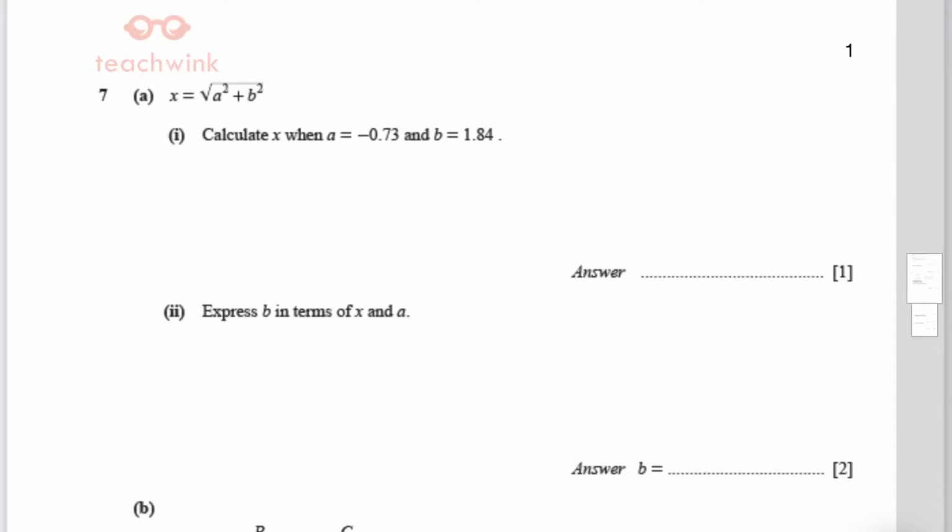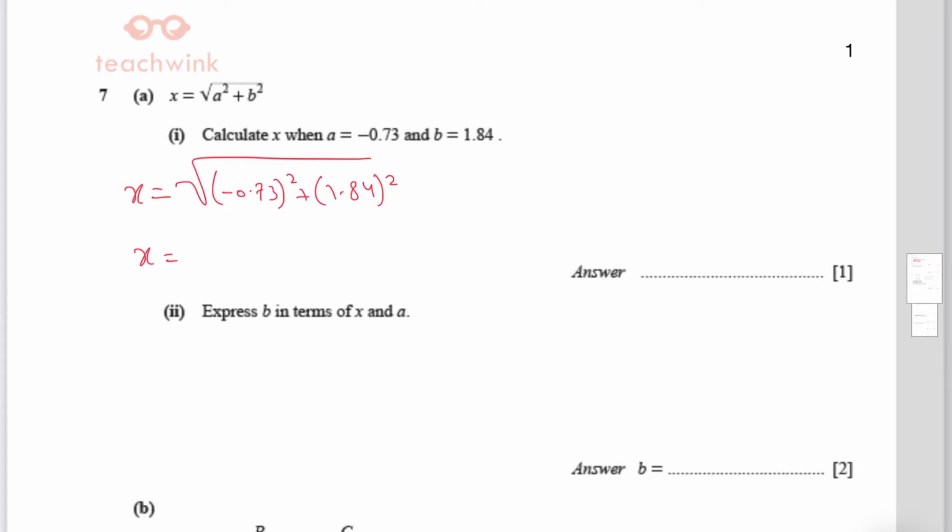So let's start. In question 7a, they've given us x which is equal to under root a square plus b square. Part 1 says calculate x when a is equal to negative 0.73 and b is equal to 1.84. All you have to do is plug in the values of a and b inside this equation. So you have negative 0.73 whole squared plus 1.84 whole squared. So let's plug this into the calculator. Let's see what we get.